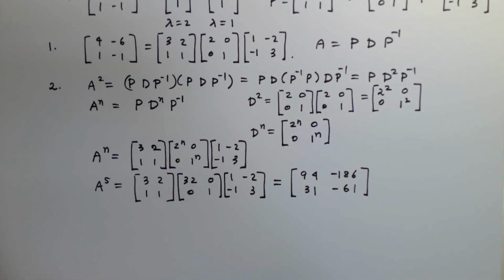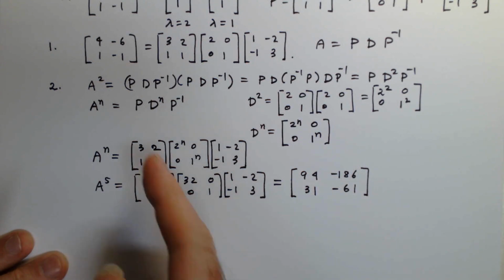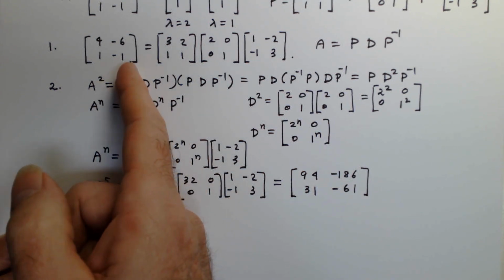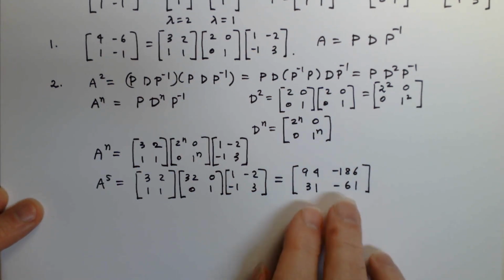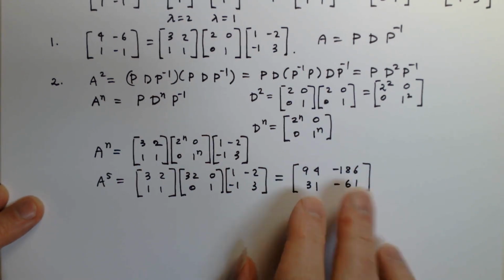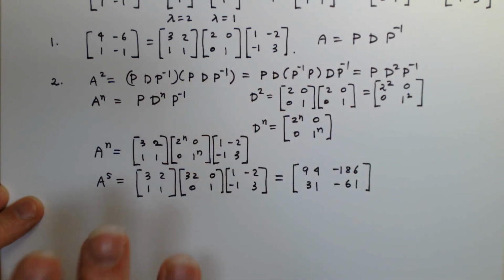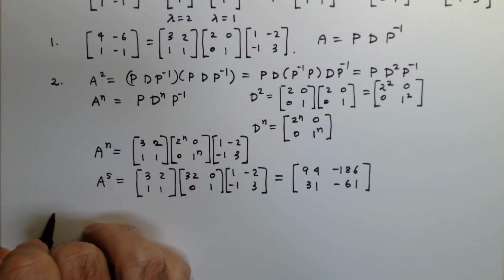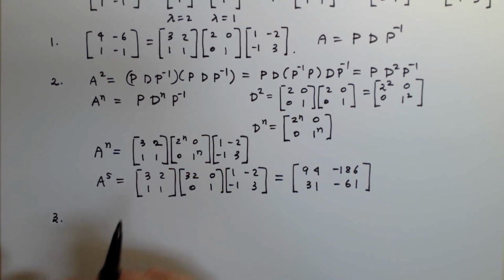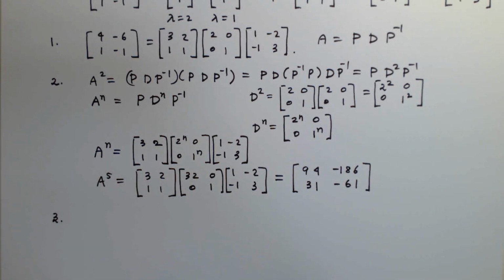And quite honestly, if our goal was to simply compute A to the 5th, this is actually not that much faster than just working with the original matrix and computing its 5th power, as we talked about earlier. So we could get to this result without the diagonalization. But let me try to sell this to you with the next part of this problem. And this is often the thing we're interested in. We want to know something about the behavior of the matrix A to the n as n goes to infinity.